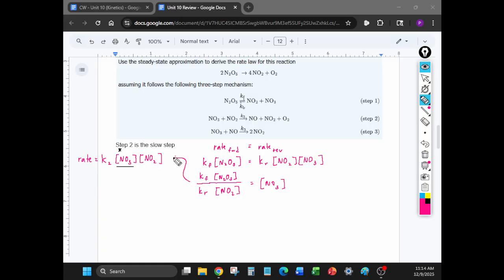Okay, and then from there, it's just our substitution. We plug this into this equation right here. So if we expanded it out, we will get rate. And I'm just going to get rid of the K's right now, if that's okay with you, just to save some space. We'll get K overall. And by writing K overall, we will get rid of K2, KF, KR. And then we substituted NO3, so we would get NO2, and then a fraction right here, times N2O5, NO2.